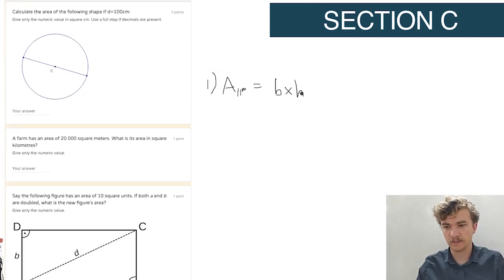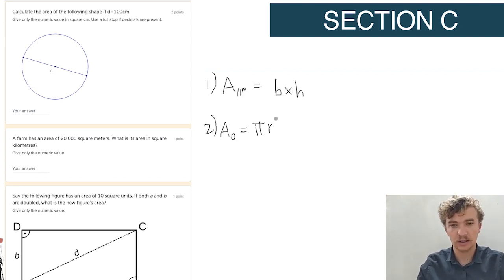Question 2. Calculate the area of the following shape if D is equal to 100 centimeters. Give only the numeric value in square centimeters. Use a full stop if decimals are present. Okay, so we have a circle with diameter D. It's important that D is the diameter. And they ask for the area.